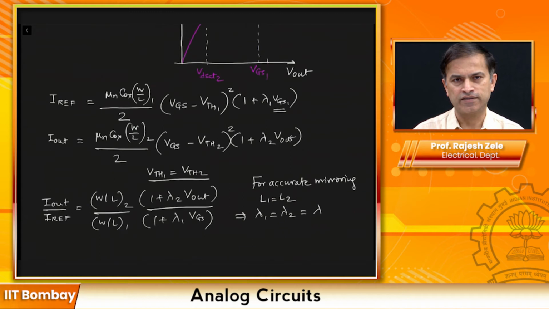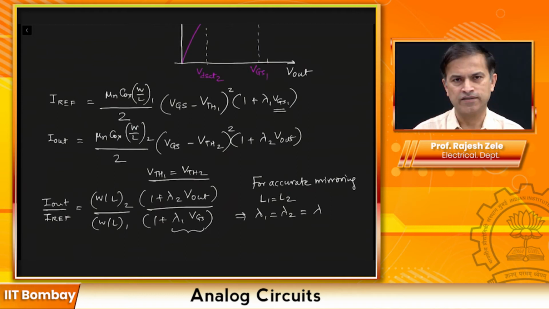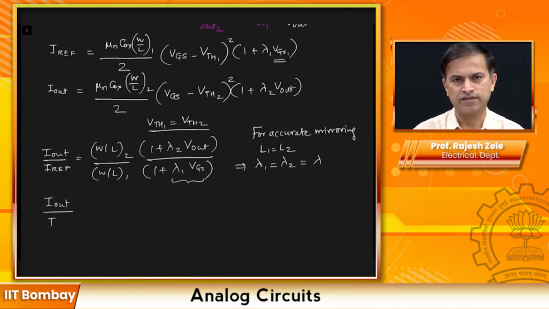Now this particular factor, the second order effect lambda times voltage, is a small factor, right? So then we can use our approximations, and you will see that I out divided by I ref will be equal to W2 divided by W1 times, I can make the approximation, 1 plus lambda times V out minus VGS. Again, we want this effect to be as small as possible.